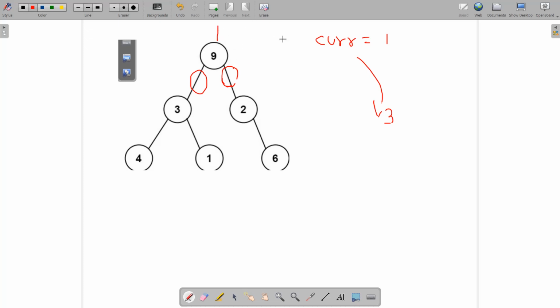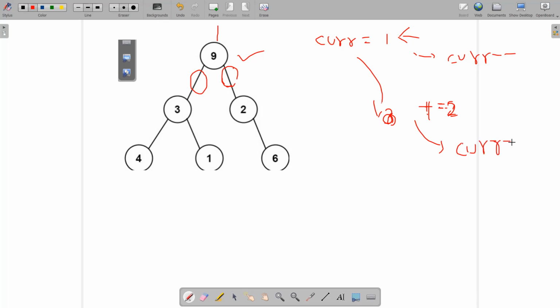Note that this is the root node, so there will not be any parent. That's why we have initialized with 1. Okay, so we'll be decrementing first, current minus minus. Then we are going to increment it by plus equal to 2. Why are we incrementing it by plus equal to 2? Because we would have two edges outgoing from this current node 9. Okay, so it means that at the current state my current variable is 2.